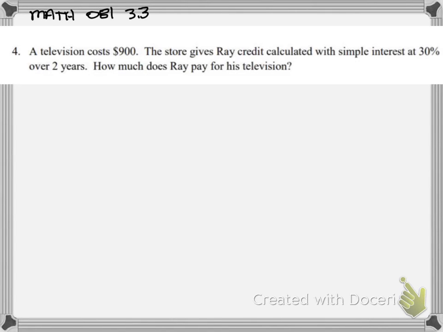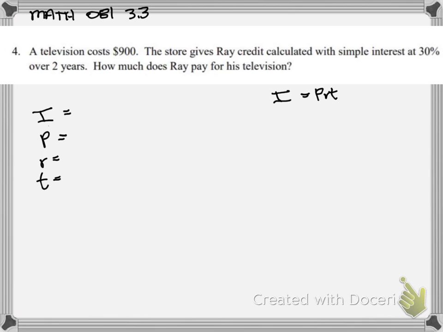This is a Math OD1 video, Chapter 3, Section 3, and we're working through word problems that pertain to simple interest. If you recall, in our previous video, we introduced some vocabulary. We have I, our simple interest, P, our principal, R, our interest rate, and T, which is the amount of time over which interest is accrued. And we're going to be using this formula, I is equal to PRT, in order to answer these questions.